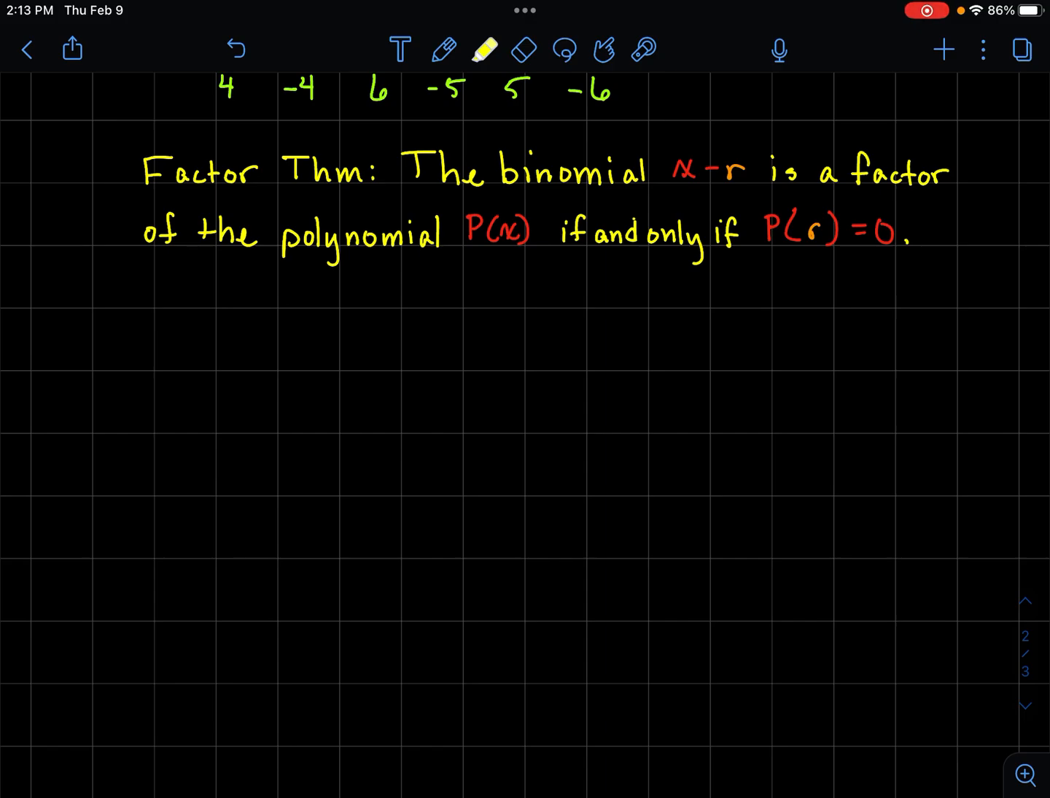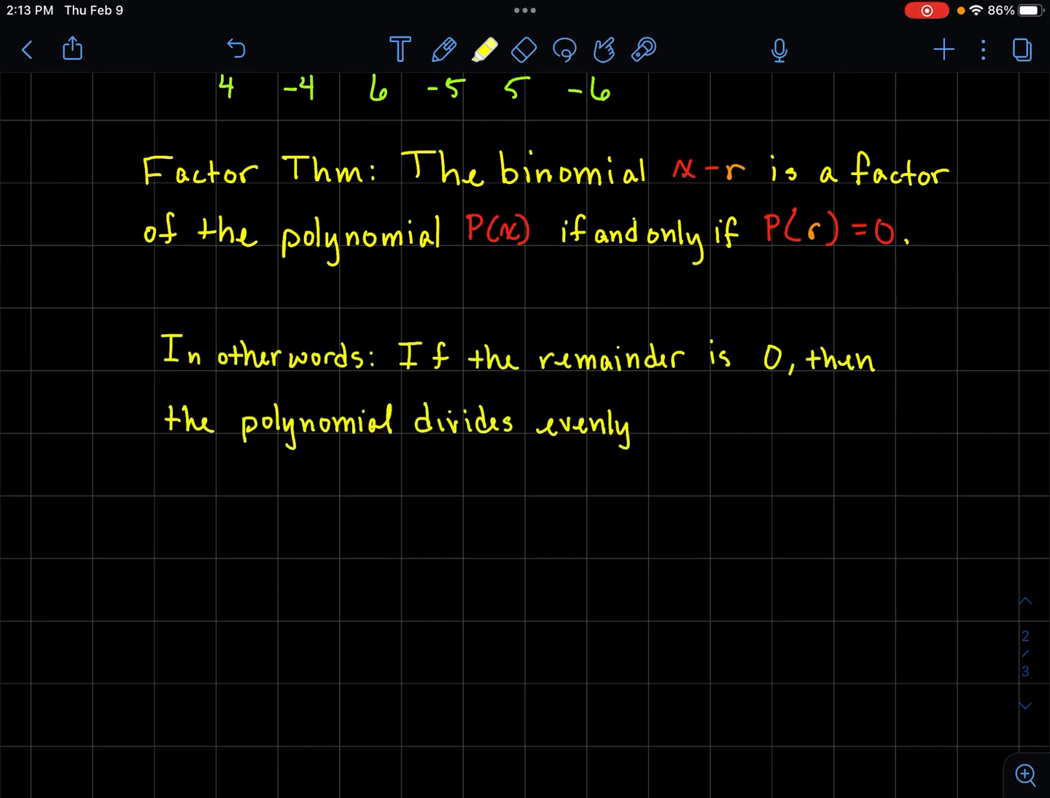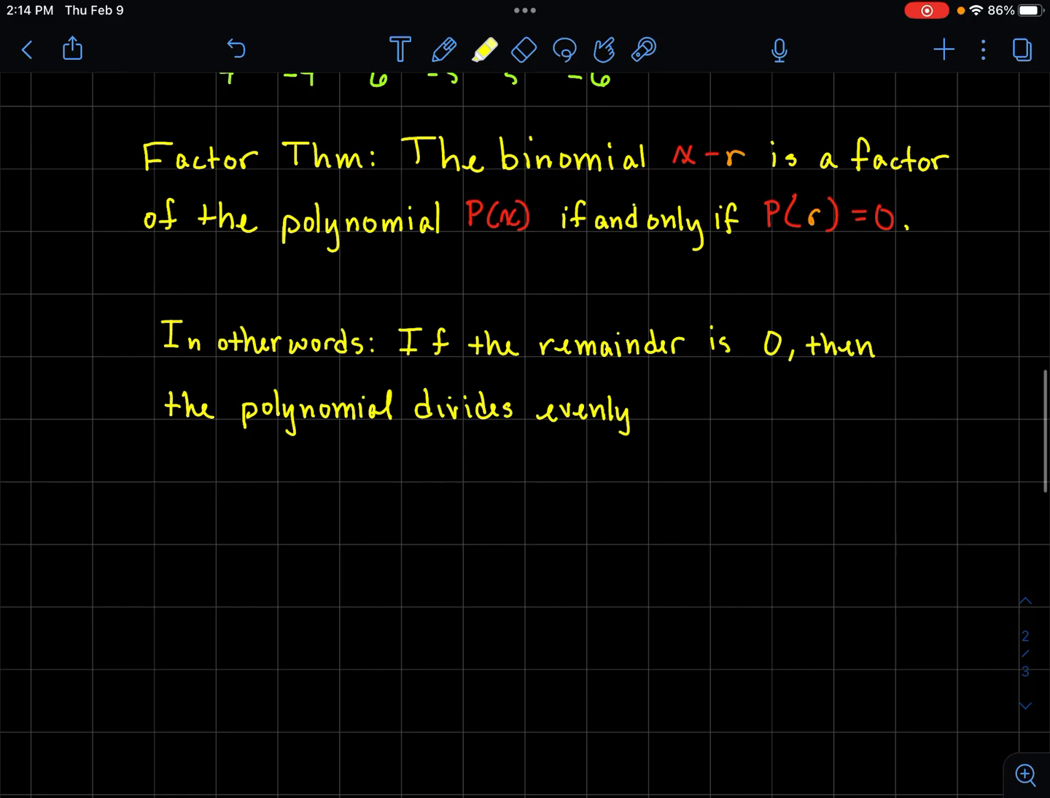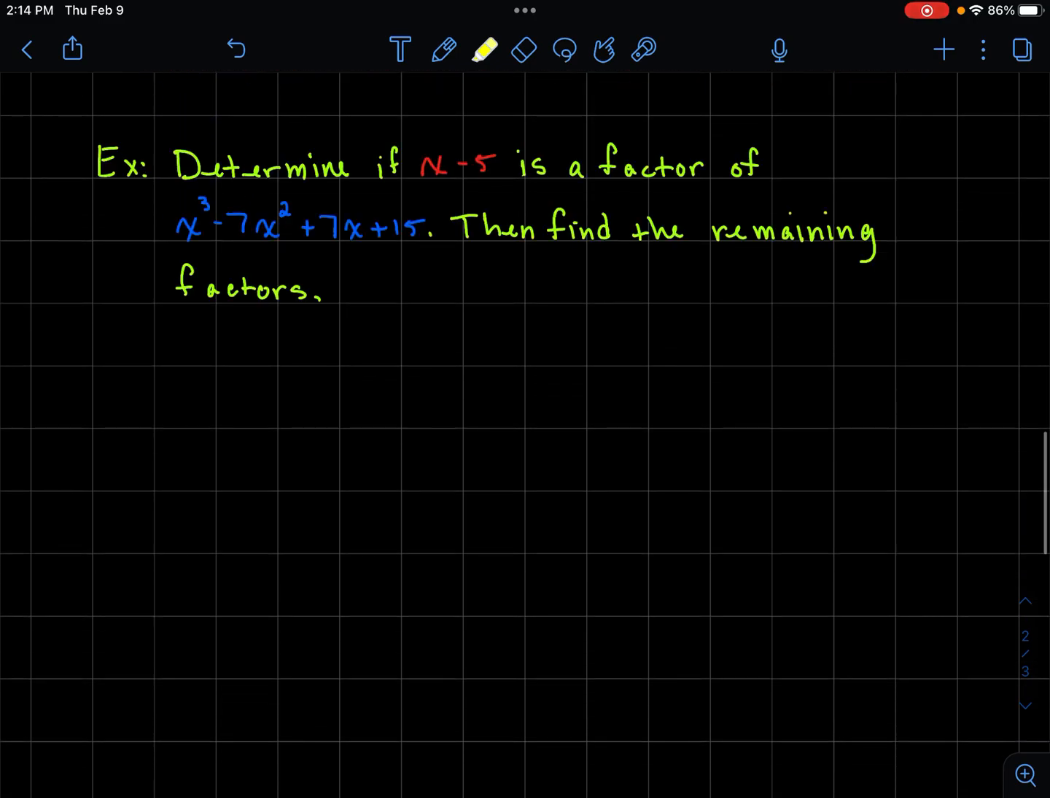Moving on. So we did the remainder theorem. How about the factor theorem? The factor theorem states that if a binomial, x minus r, is a factor of the polynomial p of x, if and only if p of r is equal to 0. In other words, if the remainder is 0 when you do synthetic substitution or synthetic division, then we know that the polynomial divides evenly. So that's pretty similar to whenever we used to do long division back in grade school. If a remainder ended up giving us 0, we knew that the two numbers would divide evenly. The same thing happens for polynomials.